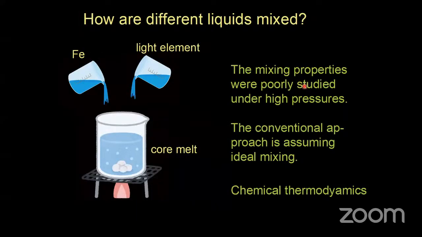But one thing was poorly studied, that is mixing properties. We have iron melt and we have light element melt, and we mix them to form a core melt. The mixing properties were poorly studied under high pressure so far. The conventional approach is assuming ideal mixing. These two liquids, or a multi-component liquid, mix ideally. That sounds reasonable, but someone needs to check it, needs to test it. So we need to use chemical thermodynamics to do this.